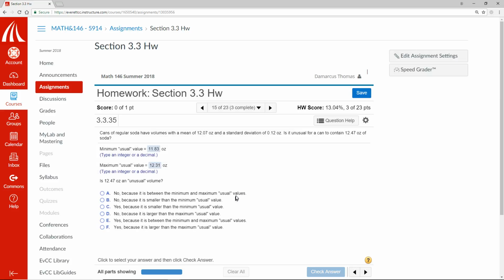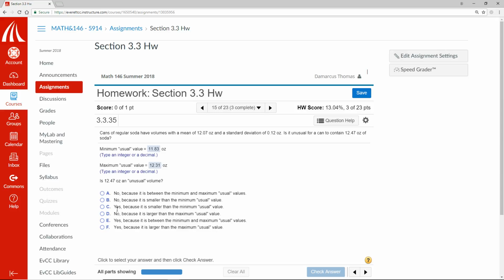And there might be another question. Is 12.47 unusual according to that range rule of thumb? Well, if it exceeds two deviations from the mean, then yes, it would be unusual. So I'm leaning towards yes, but I have to pick the right choice.